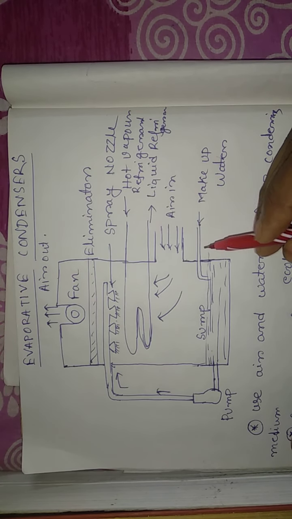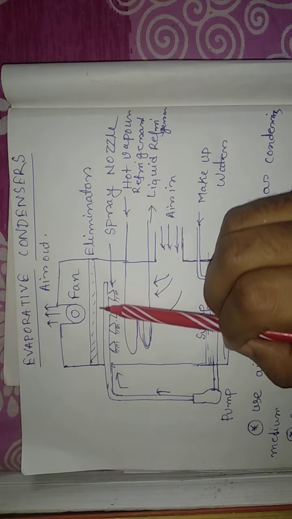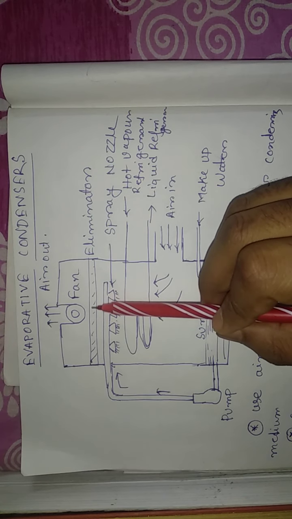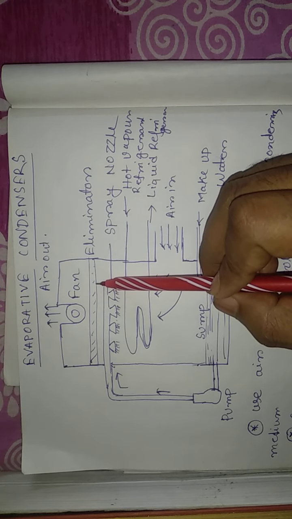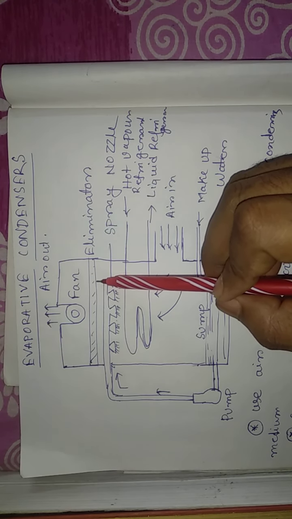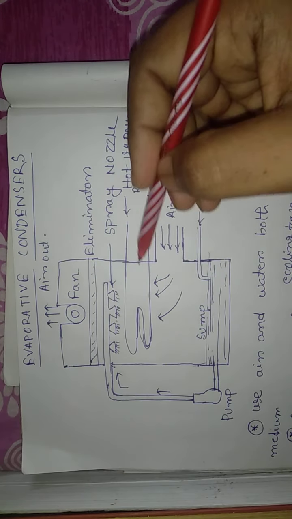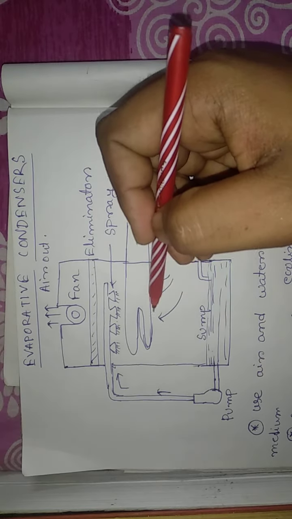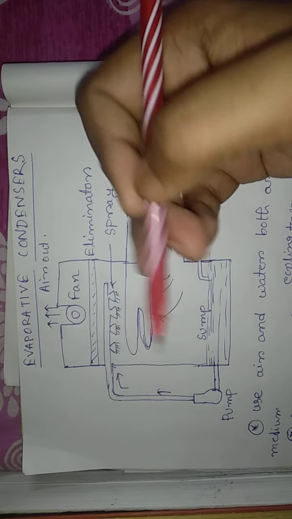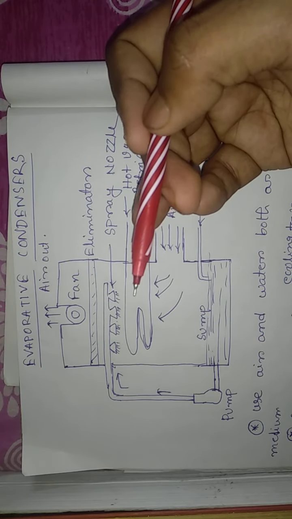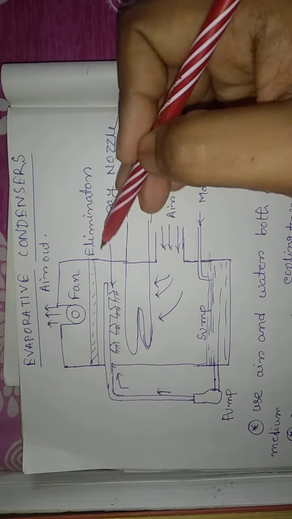And the eliminator, so this is the eliminator. What is the function of the eliminator? This eliminator is provided above the spray header, and it stops particles of water escaping along with the discharged air, because when the fan draws the air through the condenser coil, there are chances of some water escaping along with the discharged air. So this is the eliminator part.